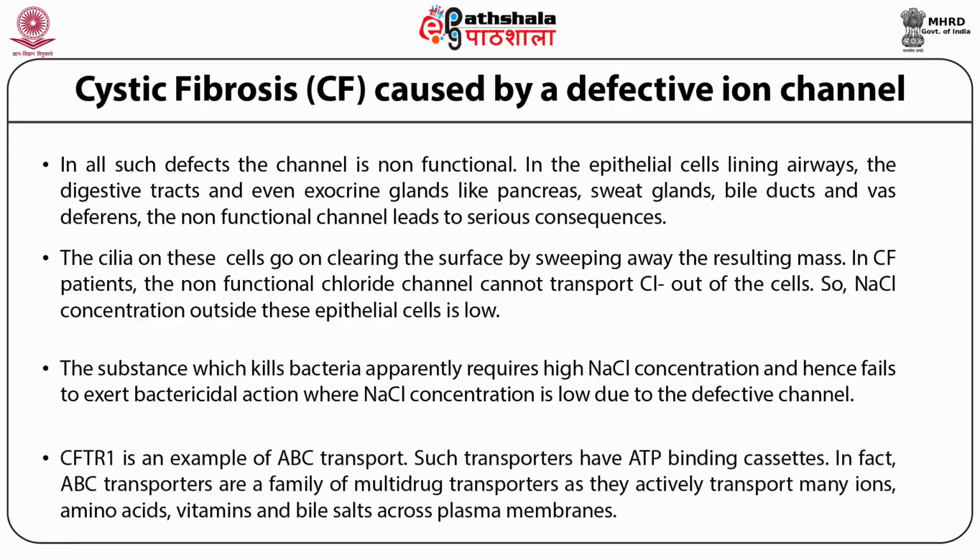CFTR is an example of an ABC transporter. Such transporters have ATP binding cassettes. In fact, ABC transporters are a family of multi-drug transporters, as they actually transport many ions, amino acids, vitamins, and bile salts across the plasma membrane.